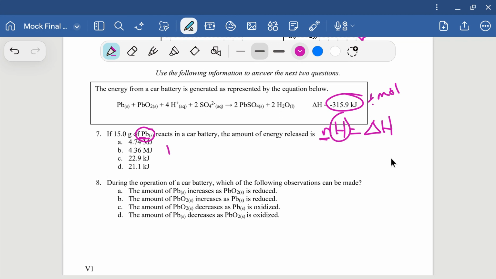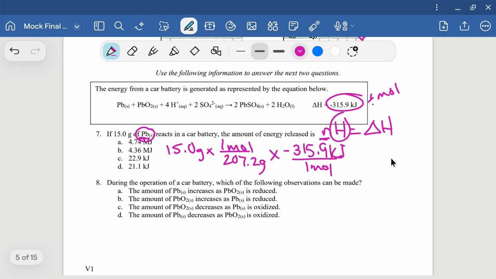So if we're looking for lead, you would start with your 15 grams. You need to multiply this by your molar mass of lead, which is 207.2 grams. Then we would multiply it by negative 315.9 kilojoules per 1 mole. So this is just 1 mole. If there was any other number there, we would have to fill it in when we're dividing, and that's going to equal our energy released, and you should see that 22.9 kilojoules.